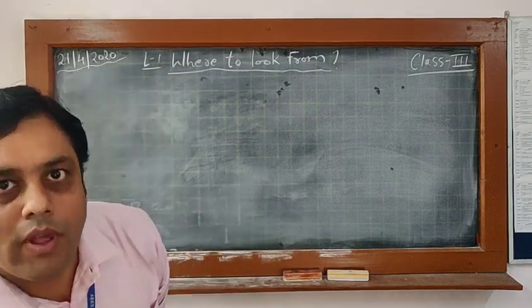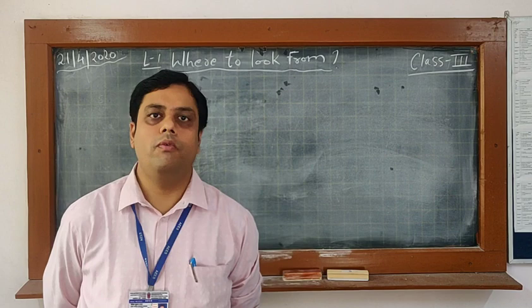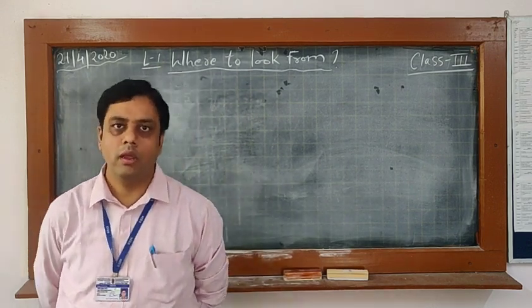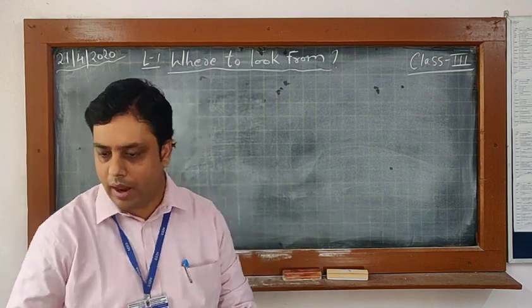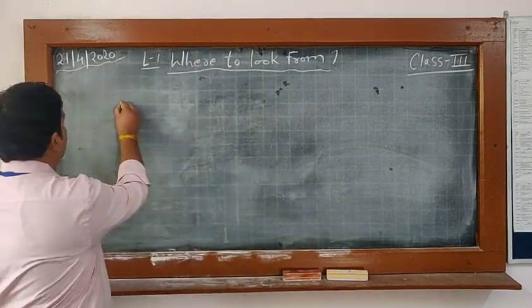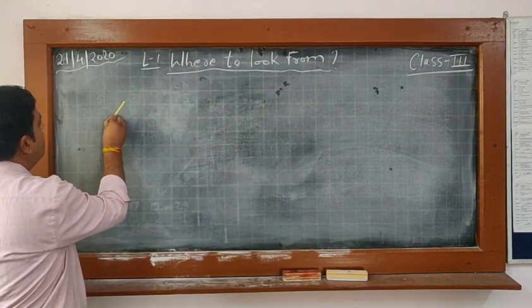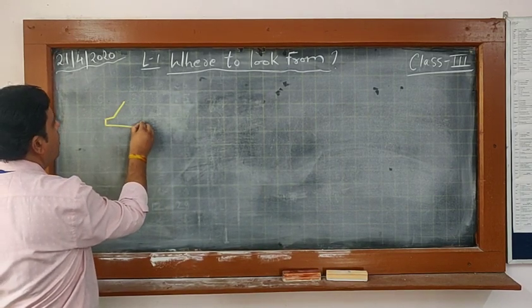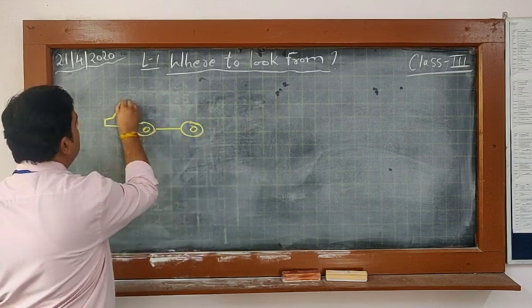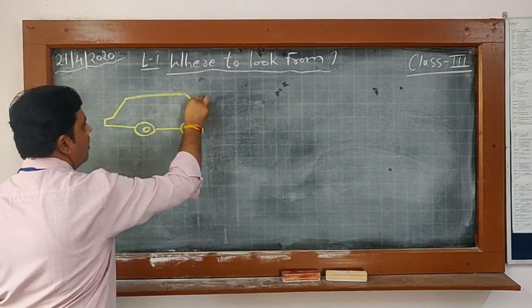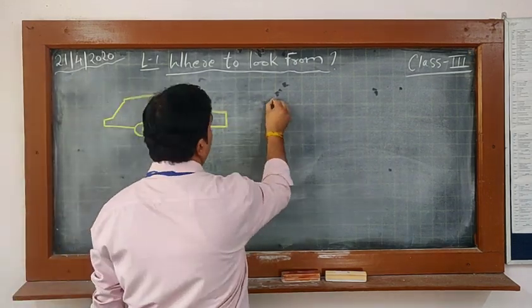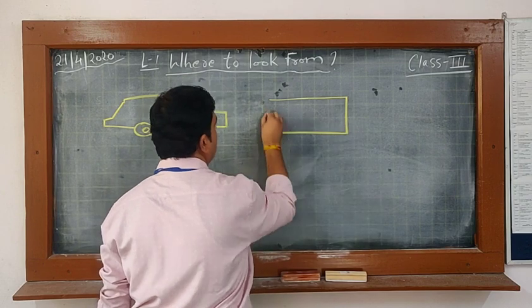In the first page of the lesson, one example is given. Two students are drawing a car in different ways. See, first student is drawing car in this way. And second one is drawing car in this way.